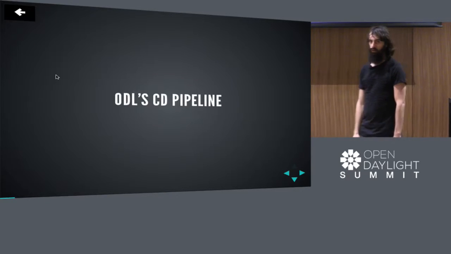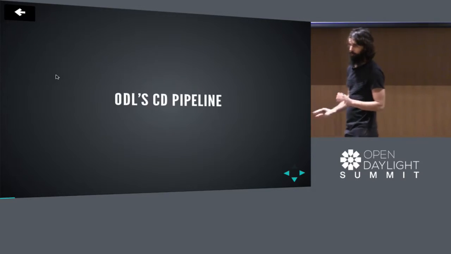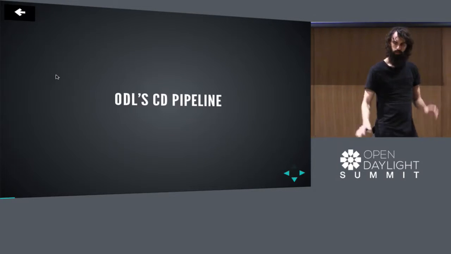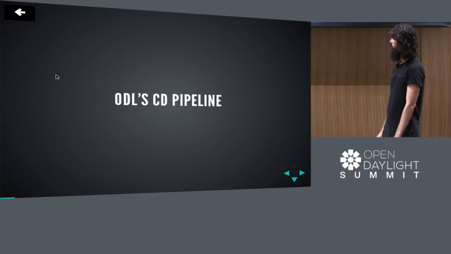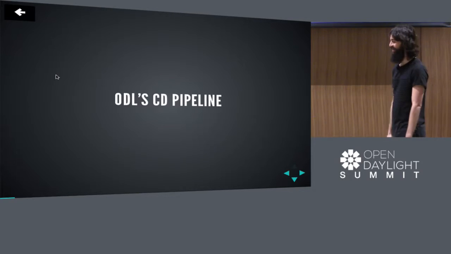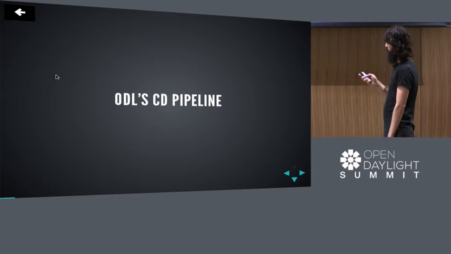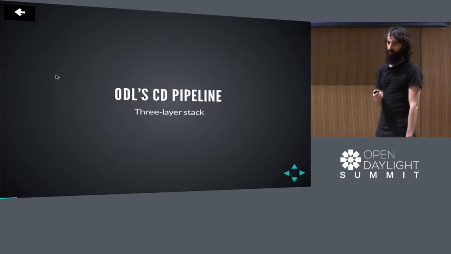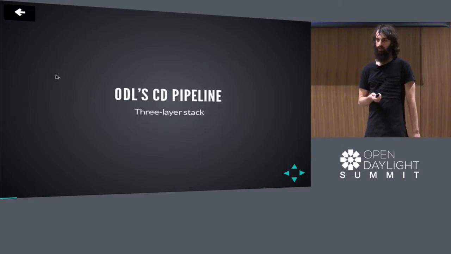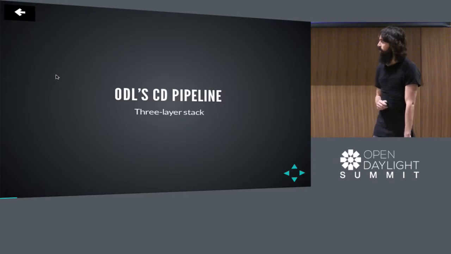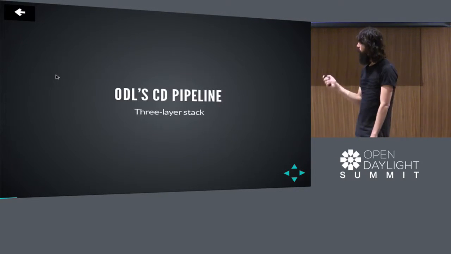So quick overview of OpenDaylight's continuous delivery pipeline. And by continuous delivery, we mean as fast as we can, but making progress in that space. So I like to talk about it in terms of a three-layer stack that I've kind of made up. This is not some sort of OSI-approved three-layer stack that you'll read about in textbooks, but I think it makes sense for describing the abstractions that we care about here.